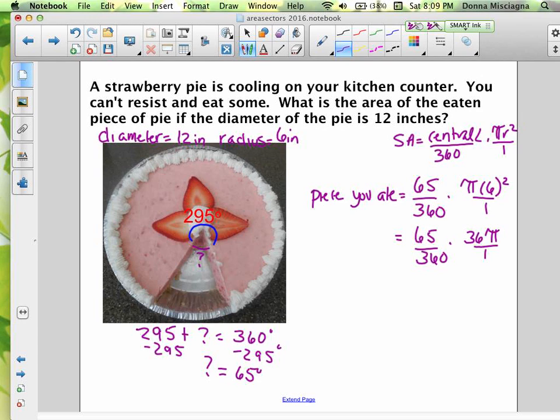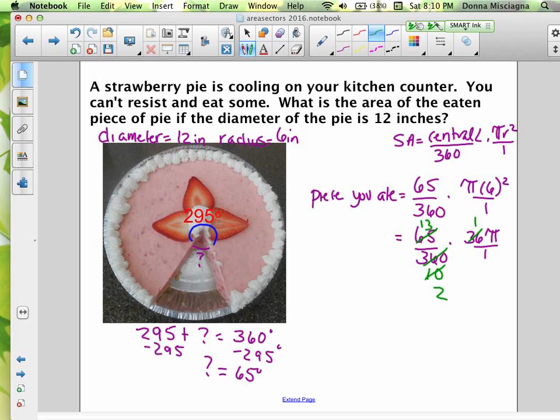Now we could reduce 65 and 360. They're both divisible by 5. But I just think this is so obvious, the 36 and the 360. 36 divided by 36 is 1. 360 divided by 36 is 10. We could reduce one more time because both 65 and 10 are divisible by 5. 10 divided by 5 is 2. 65 divided by 5 is 13.